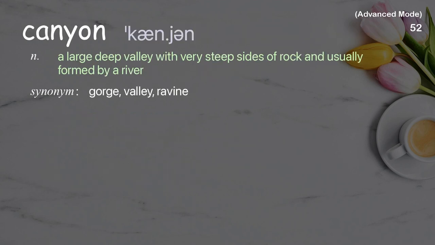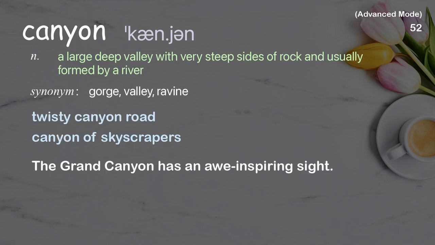Canyon. A large deep valley with very steep sides of rock and usually formed by a river. Examples: Twisty Canyon Road, canyon of skyscrapers. The Grand Canyon is an awe-inspiring sight.